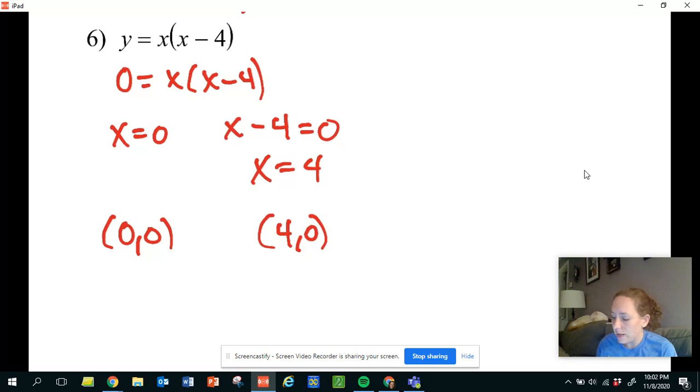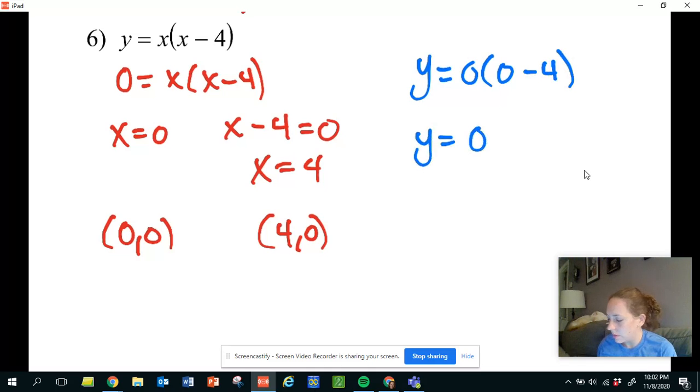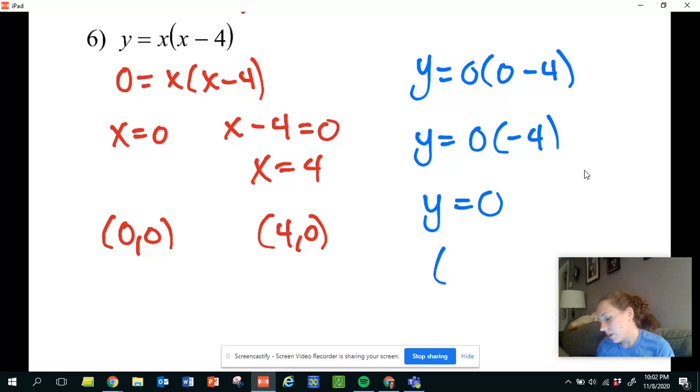Cool. For the y-intercept, I plug in 0 for x. So 0 times 0 minus 4, which just becomes 0 times negative 4. Anything times 0 is 0. So it's the point 0, negative 4.